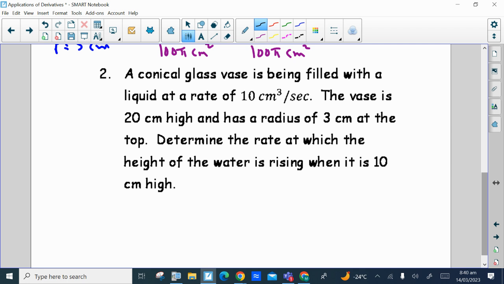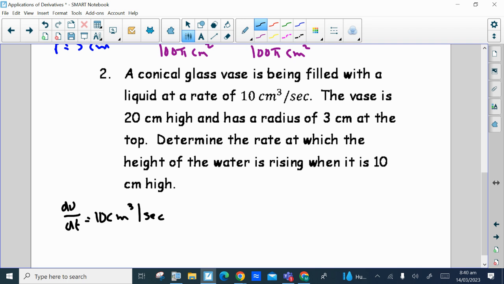So number 2, a conical glass vase is being filled with a liquid at a rate of 10 centimeters cubed per second. So the fact that it's centimeters cubed tells us its volume. Right? Tells us its volume. And if you think about it, as the glass is being filled, the volume is going to increase. So that is the rate of change of volume with respect to time, 10 centimeters cubed per second.